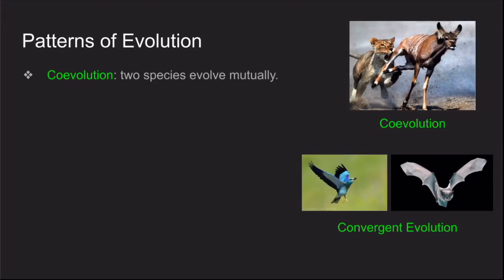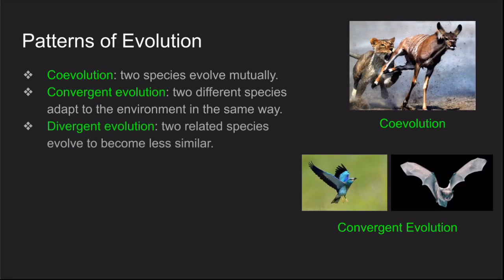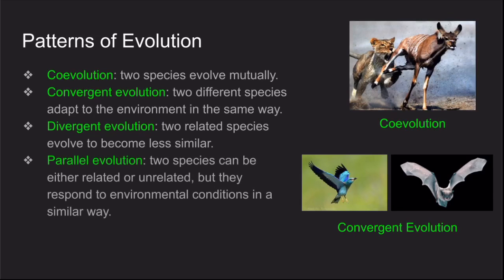The next pattern is called convergent evolution. This means that two different species will adapt to the environment in the same way, even if they are unrelated. For example, bats and birds are not related, but they both have wings and are able to fly. Whee! The next pattern is called divergent evolution. This is when two related species evolve to become less similar. Finally, we have parallel evolution. Two species can either be related or unrelated, but they respond to environmental conditions in a similar way.